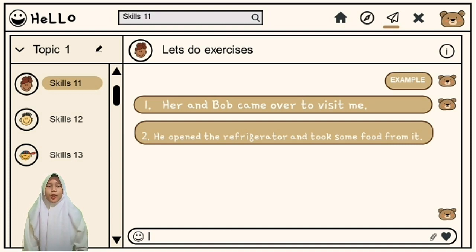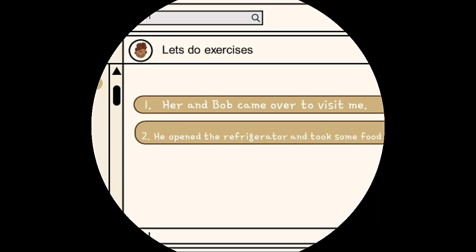Number 2. He opened the refrigerator and took some food from it. So, is this correct sentence or incorrect? And the answer is correct. Why? Because he is a subject and it is an object.